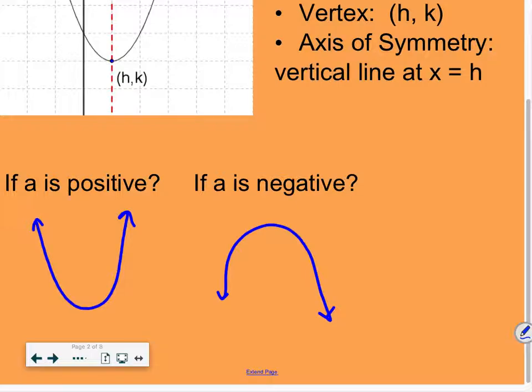Okay, now each of these have a special feature, and it happens at the vertex. Okay, I want you to have a discussion at your pod. What is special about the vertex in this parabola? And what is special about the vertex in this parabola? What is your observation? Have a discussion.